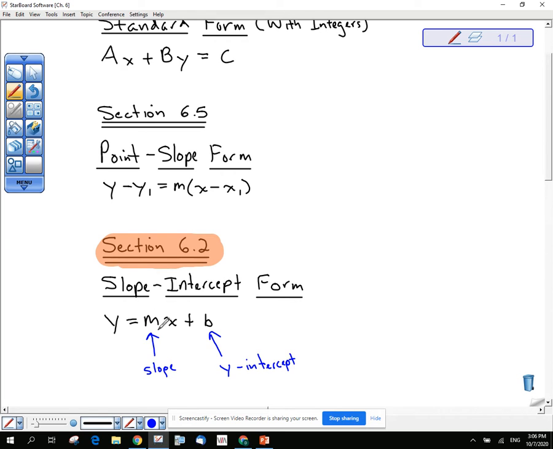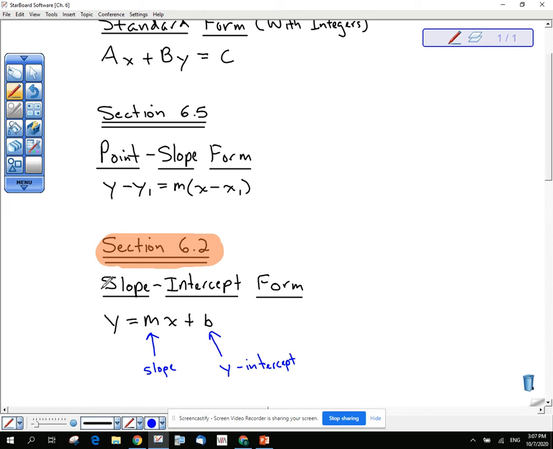If I plug 0 in for x here, you're left with just b, right? 0 times m is going to be 0. That 0 plus b is just b. The y is going to be equal to b when x equals 0. The y-intercept is that b value. That's why it's called the y-intercept, okay? So again, it's got a purpose.